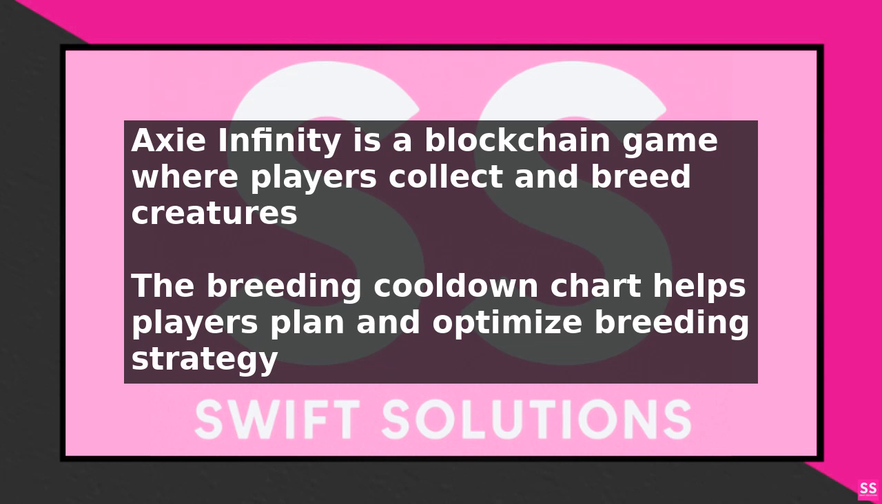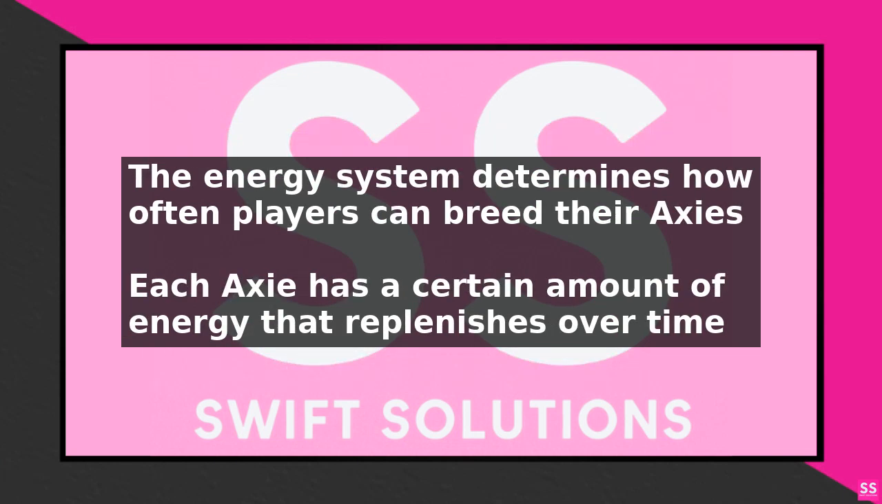The breeding cooldown chart is based on the energy system, which determines how often players can breed their Axies. Each Axie has a certain amount of energy, and breeding consumes a specific amount of energy. The energy replenishes over time, and the cooldown period varies depending on the Axie's breed count and the player's level.